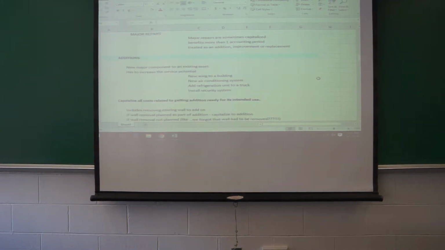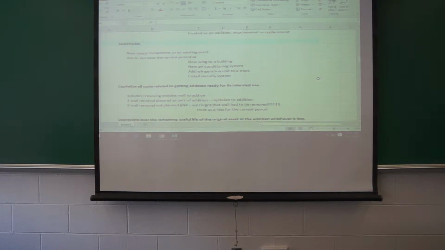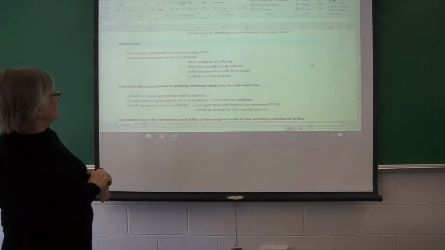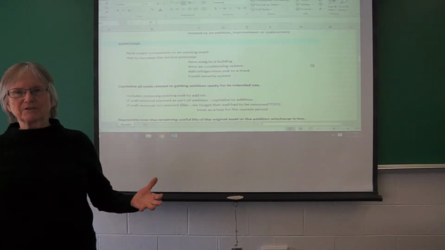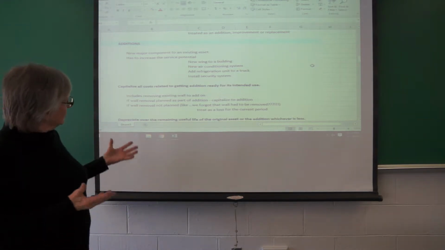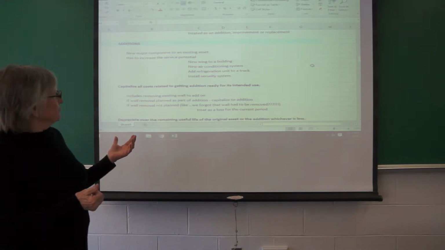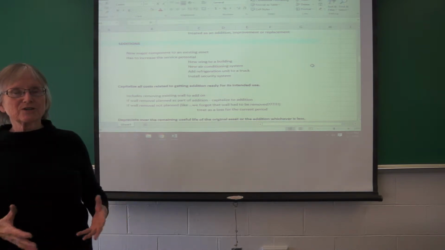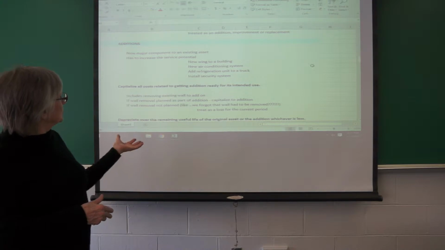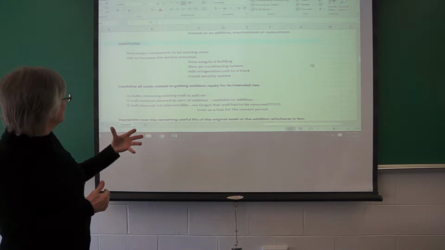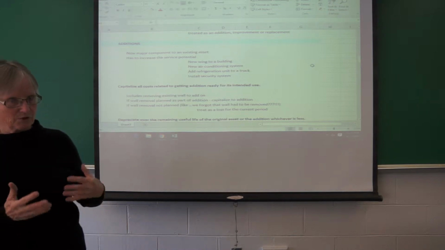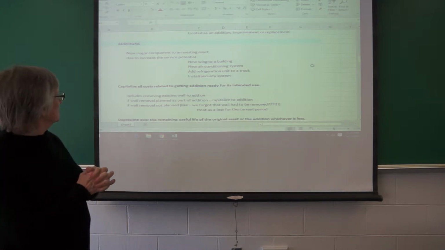Okay, so additions. Additions are, you're adding a new major component to an existing asset. So you could add a new wing to a building. That's what you think of as an addition. Okay, add a new wing. You put in a new air conditioning system, or maybe you add a refrigeration system to a truck, install a security system. These would be all additions. And these, you capitalize all the costs of procuring them, getting them ready for their intended use.